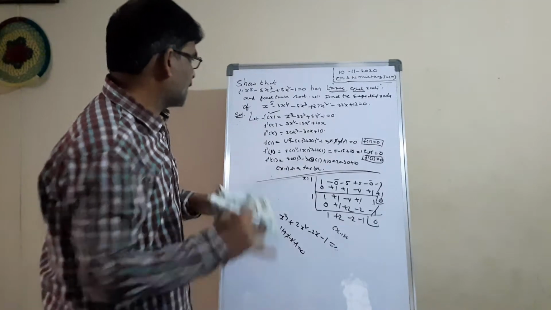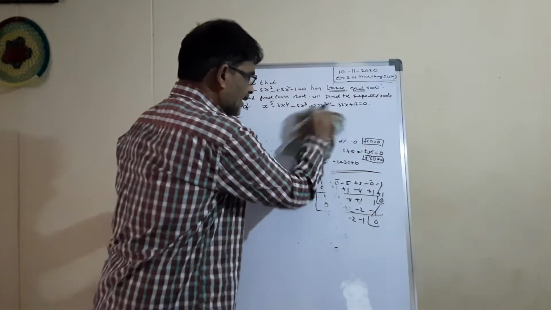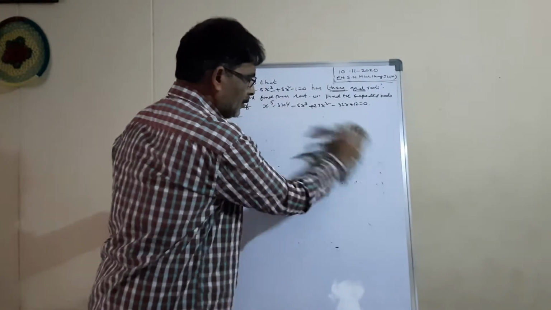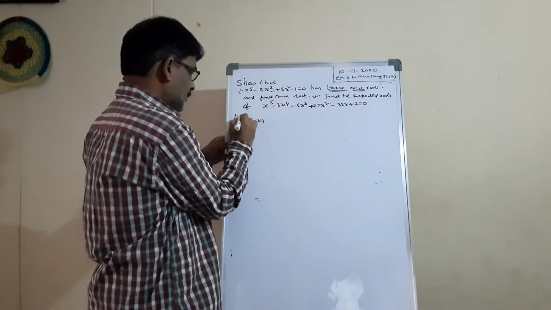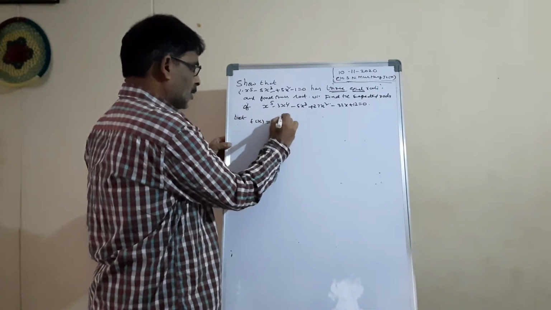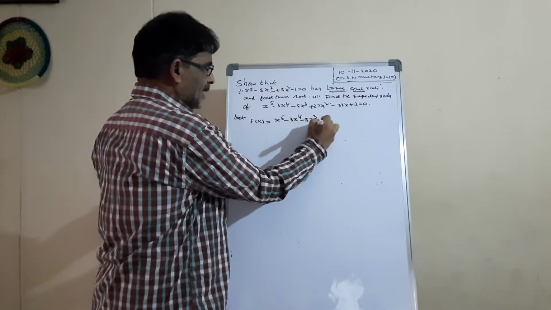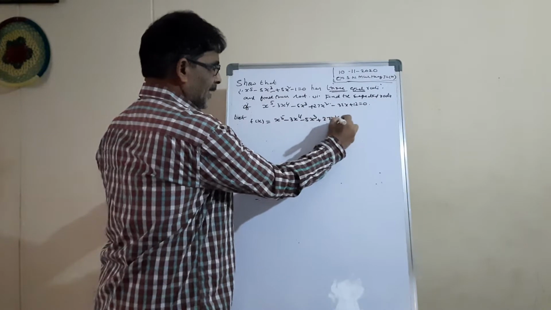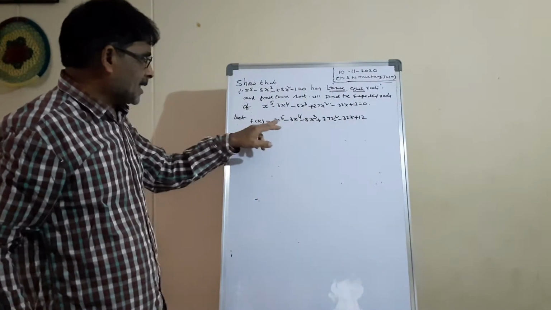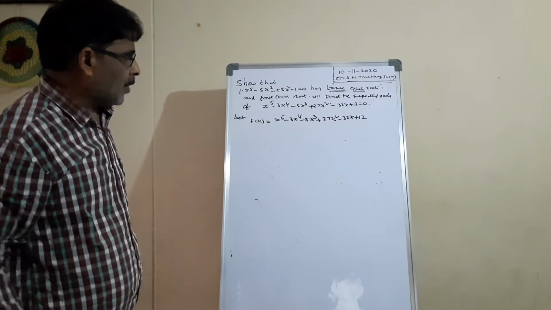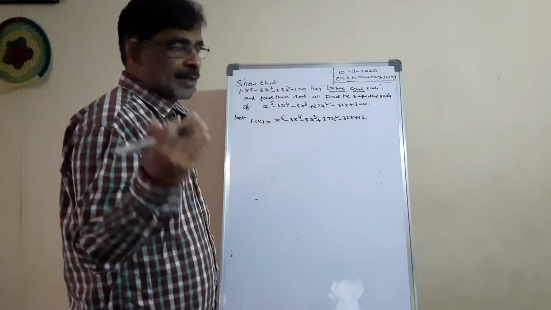And the second one is also given to you. What is the second one? Let f of x equal to x power 5 minus 3x power 4 minus 5x cube plus 27x square minus 32x plus 12. See, x power 5 minus 3x power 4 minus 5x cube plus 27x square minus 32x plus 12.